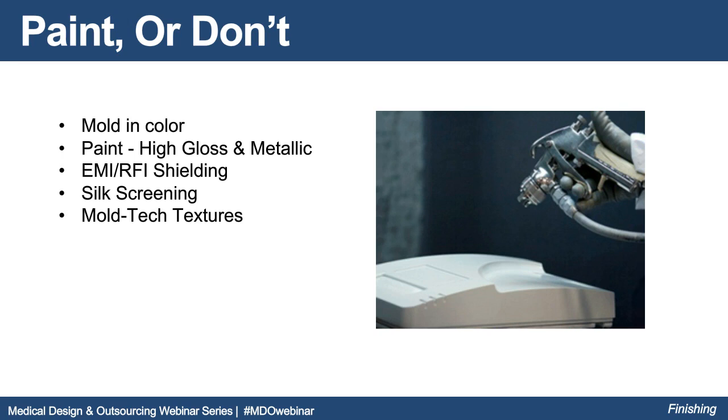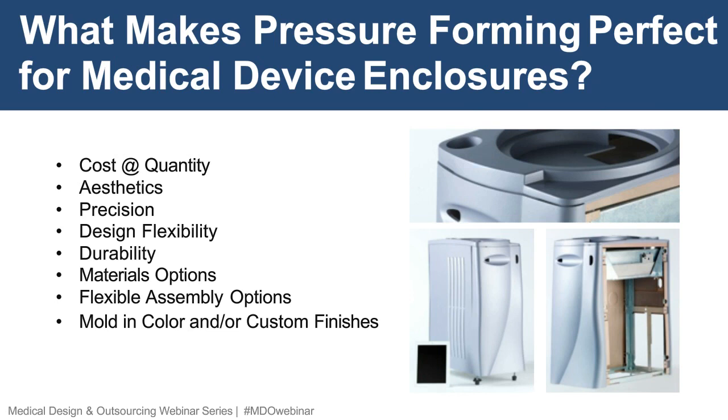So to sum up the webinar today, what makes pressure forming perfect for medical device enclosures? Cost at quantity, low hundreds to thousands. Aesthetics, Class A surface finishes. We're able to achieve any Class A surface finish, whether that's molded in, textured, or painted surface. Precision, so we've gone over tight tolerances. With Ray products utilizing 6-axis robotic trim centers, we're able to hold tighter tolerances than most other thermoformers.